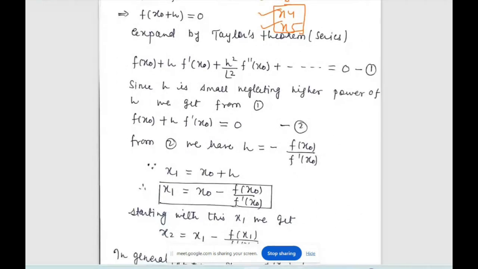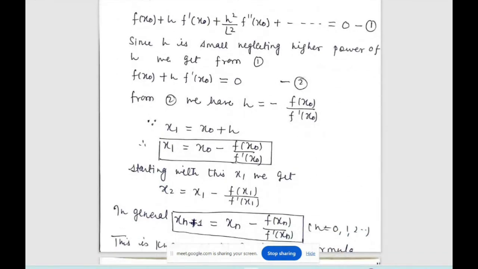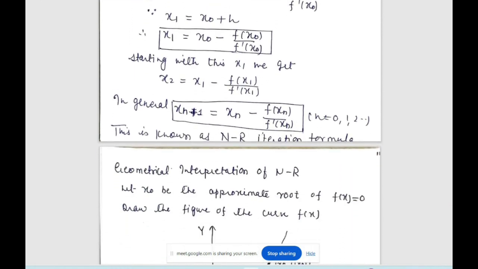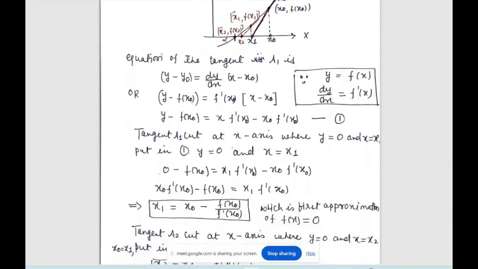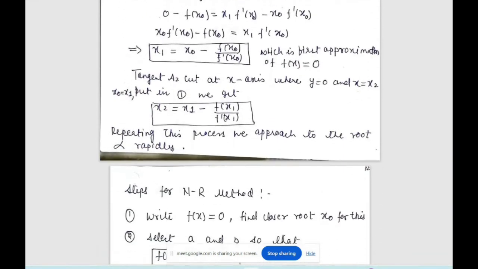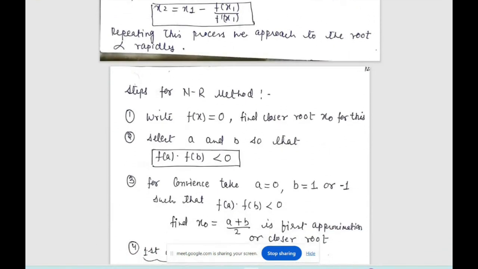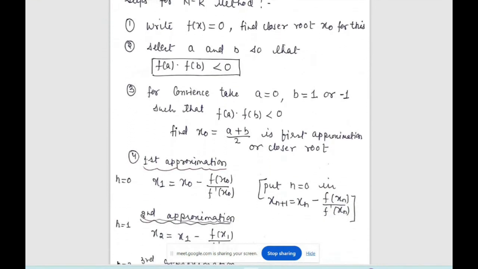I just want to explain: this is the proof of how you get the formula, the derivation of the NR method. This is the derivation given here. Now see, this is the geometrical interpretation given here, and these are the steps for the NR method, the same steps which I discussed here. Write the function first, which is equal to 0, meaning the equation. This is the function or equation given in your question.